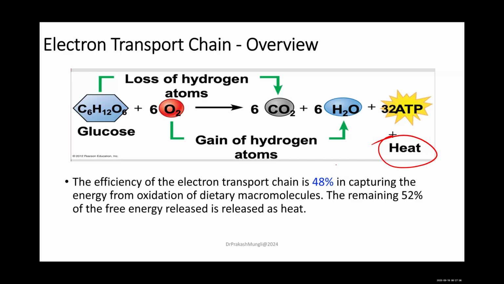So what I was saying was, the heat that is released will maintain our body temperature, and that is 37 degrees centigrade. The room temperature right now may be 24, 25 degrees, right? But our body temperature is 37. That means 12 degrees higher than the outer temperature environment, right?